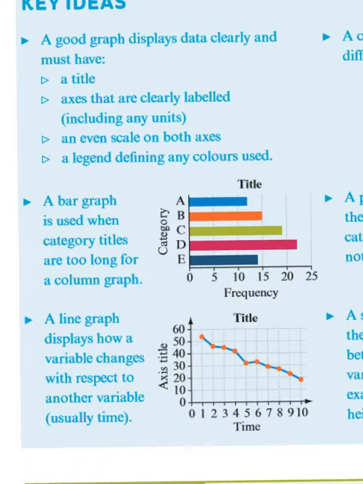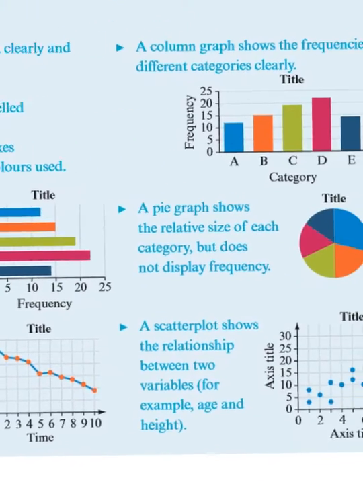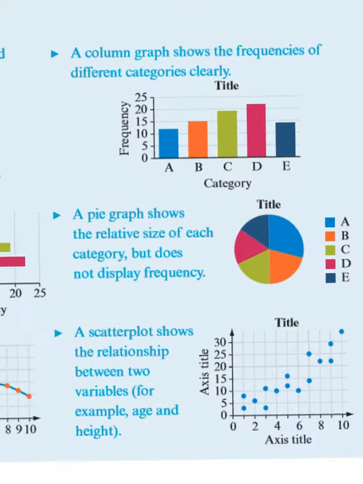A line graph displays how a variable changes with respect to another variable, usually time. So here's your axis title, your time. If you're using a line graph, it's usually time because it's about how one variable changes with respect to another variable changing. And guys, I think you really must make notes when you're doing this so that you can use it in the future exercises I'm giving you.